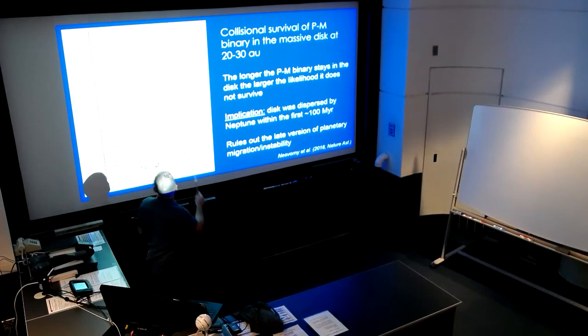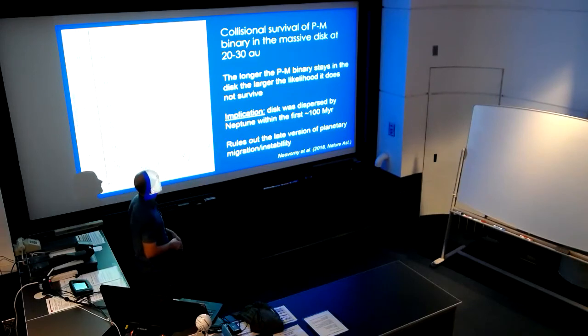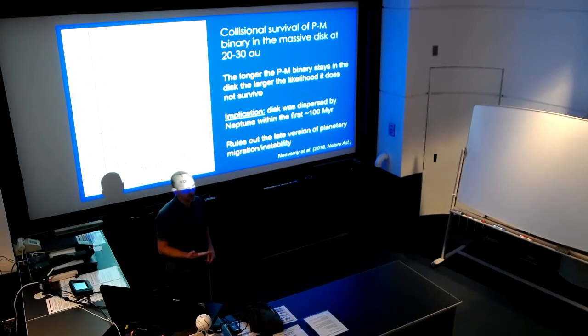For example, at 100 million years, the survival probability is 10%. So if, say, the original fraction of the binaries was 50%, multiplied by 0.1, you get 5%, and that's 1 in 20, which is exactly. So this constrains the fact that the disk was dispersed by Neptune within the first 100 million years, and my personal opinion is that Neptune started migrating immediately after the dispersal of the gas nebula.